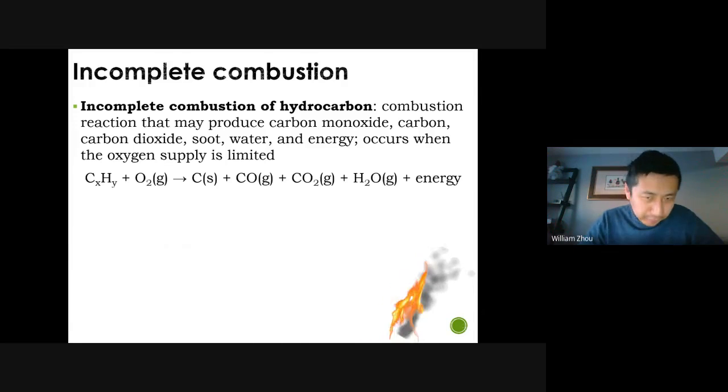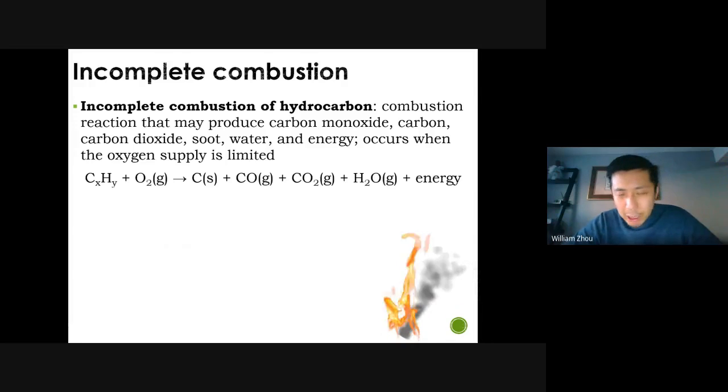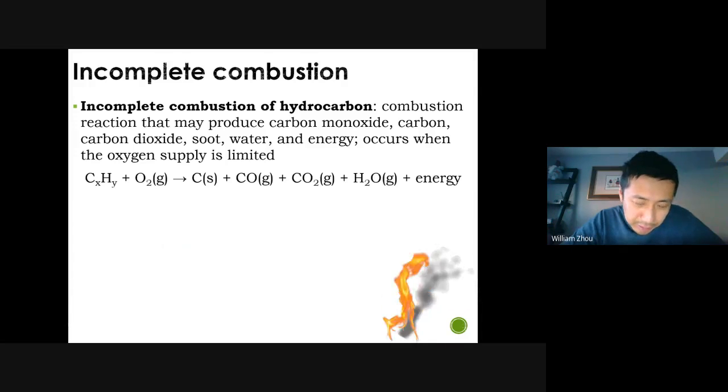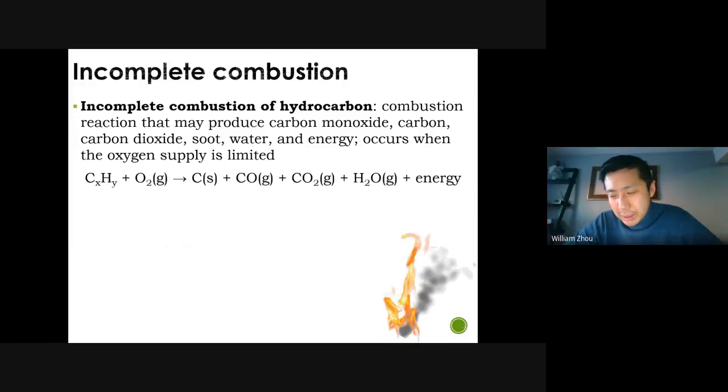Those are the ashes. Okay, if you see a campfire and you can see the smoke coming out, that's what you're looking at, the solid carbon dust particles that are flying in the air. You create carbon monoxide, carbon dioxide, and water. Of course, energy. Okay, so if you ever see smoke from a fire, then you know this is incomplete combustion, because in complete combustion, you wouldn't see the smoke. Carbon dioxide and water vapor, they're invisible. You wouldn't be able to see it.